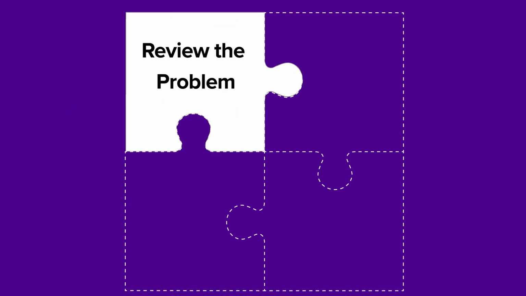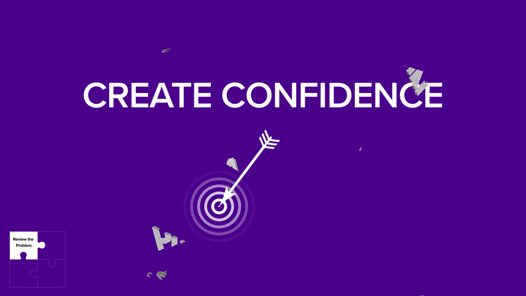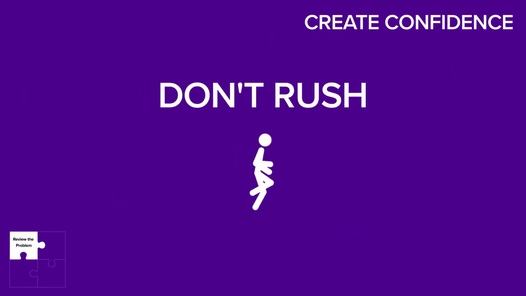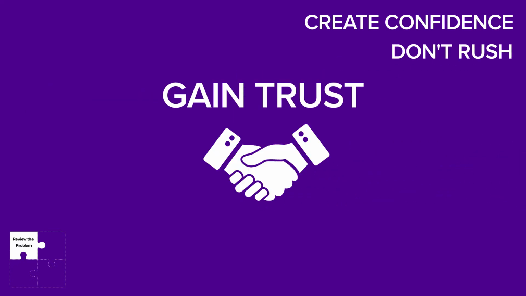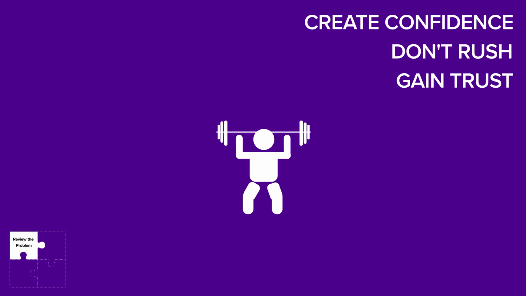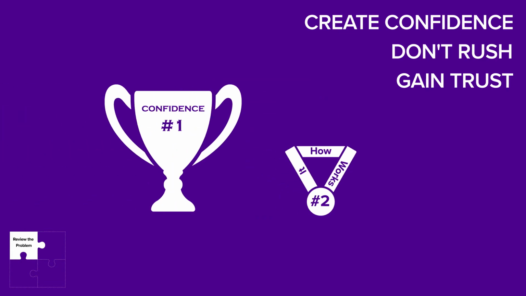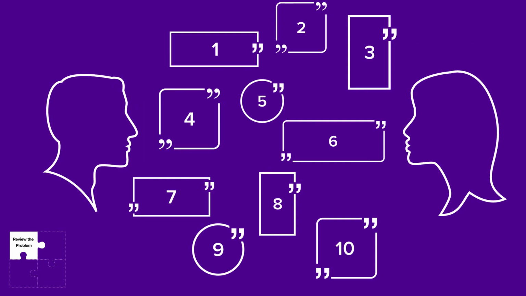To get started, you need to review the problem, to create confidence that you really get the customer's pain point, and that you're simply obsessed with eliminating it. Don't make the common mistake of rushing this part to get to your list of product features. If you can gain trust in those first few sentences, you've done the heavy lifting, and the minutia of how your solution works is actually secondary. So, let's give that, say, 3 of our 10 sentences.